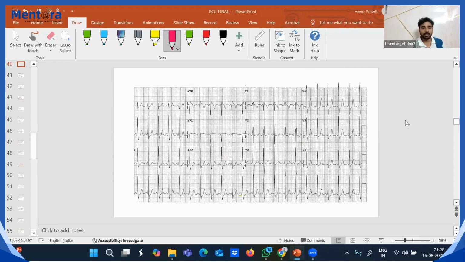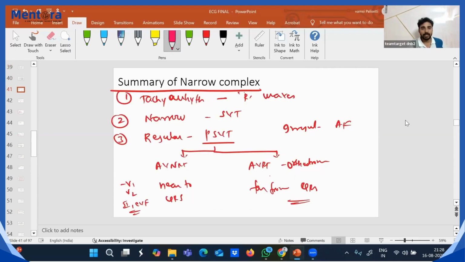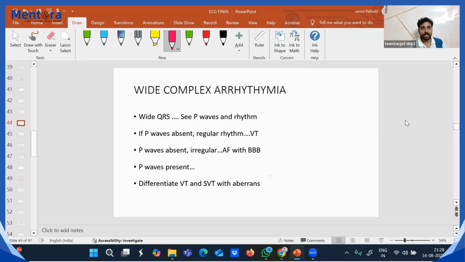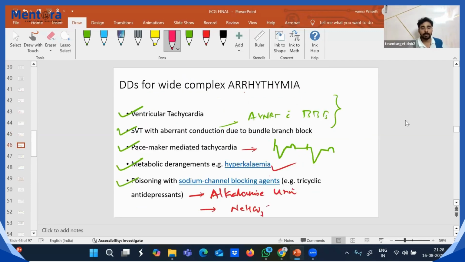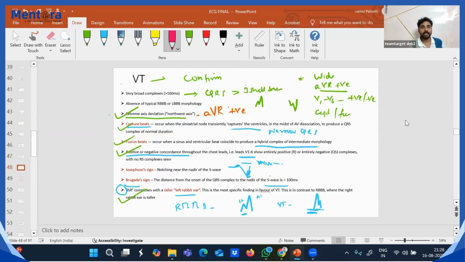So this is our ECG. All the ECGs we discussed here. This narrow complex. This again wide complex. These DDs of wide complex. This flowchart is very important. Then DD of wide complex is very, very important. Pacemaker, pre-excited tachycardia, you have to identify this thing. Then we discussed VT. This slide is extremely important. Even if you don't remember everything, just identify those 5 lines: extreme axis deviation, capture beat, fusion beats, positive and negative components, and also you have the left rabbit ear sign.